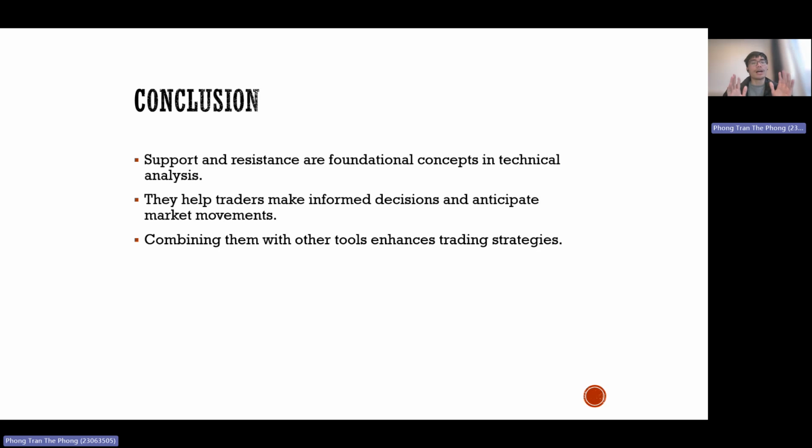So support and resistance are foundational concepts in technical analysis. It helps you to make a more informed decision. But remember, it's not always correct. It's just a matter of probability. Also combine them with other tools to enhance your strategy, to enhance the probability.